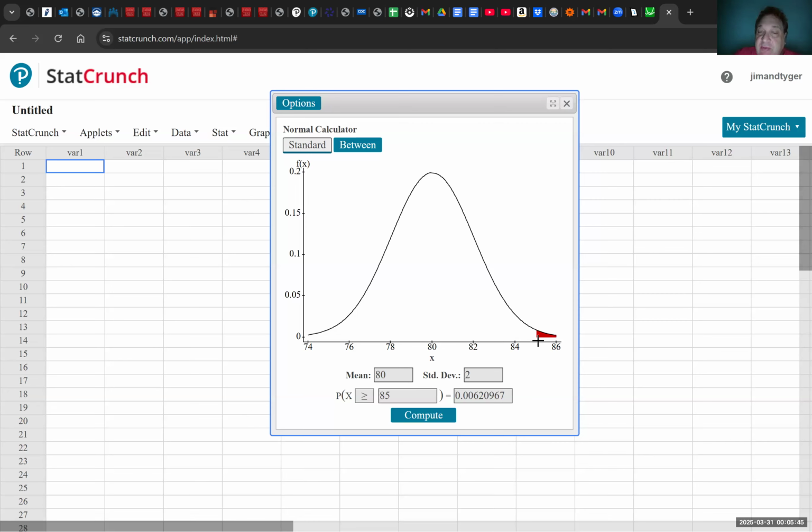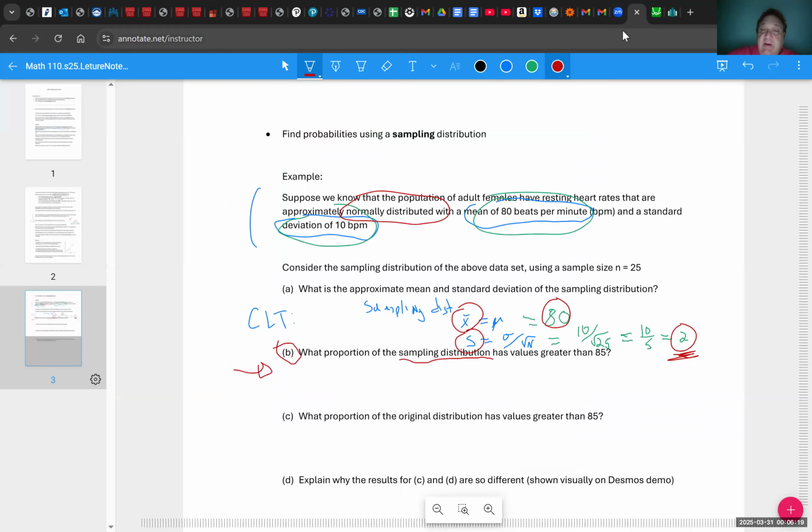So the proportion of the means of 25 people, the proportion of these data points in the sampling distribution, is very small. It's only this. There are very few times when I take a mean of 25 women that their average will be larger than 85. How often will that happen? 0.006, which is about 0.6% of the time. So I'll go over here. What proportion are greater than 85?